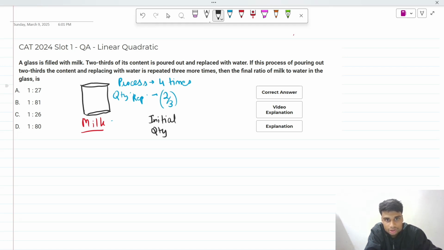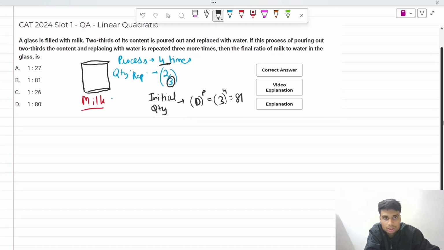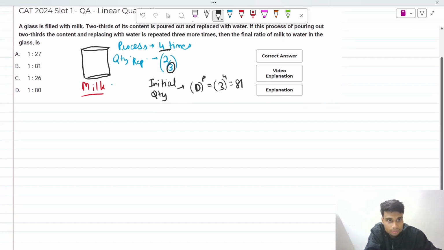For calculating the initial quantity, there is a formula, that is d to the power p. Here d stands for the denominator of the quantity replaced and p is the number of the process. That means 3 to the power 4, it would be 81. That means the actual milk would be 81 liters.